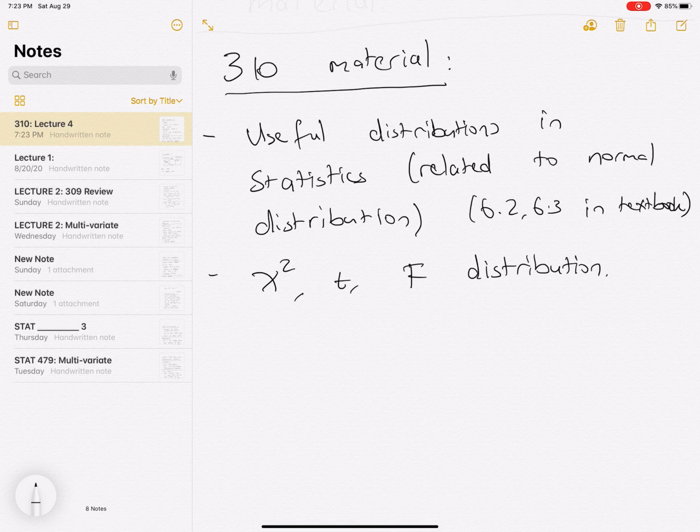And they're also related to the normal distribution. So you can actually construct all of these distributions from the standard normal distribution. So all of these are functions of standard normal distributions, and we'll see how that's the case.